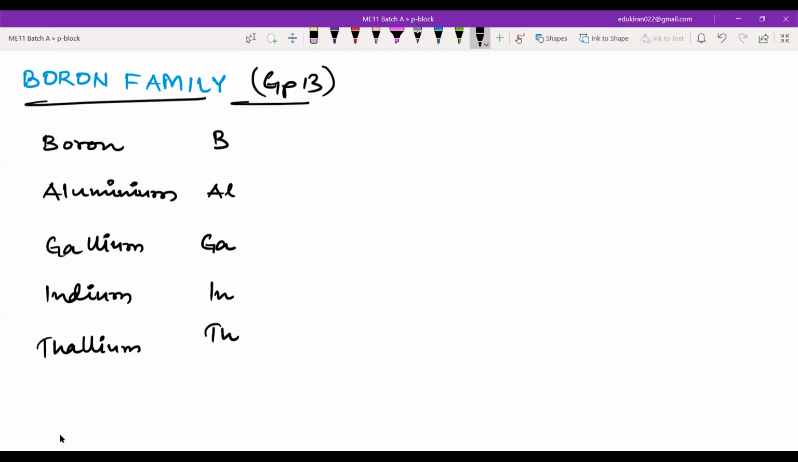So the atomic number of boron is 5, aluminium is 13, gallium is 31, indium is 49, and thallium is 81.